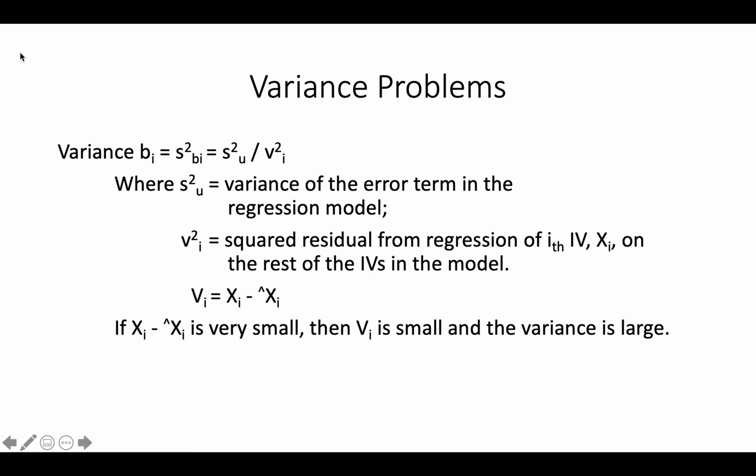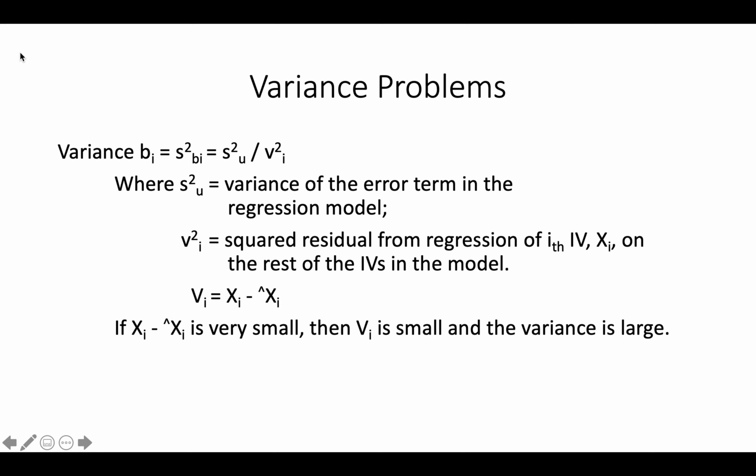Let's define variance for the slope coefficient b sub i as equal to s squared sub b sub i, and s squared sub b sub i as equal to s squared sub u divided by v squared sub i, where v squared sub i is equal to the squared residual, or error in the regression model's prediction of the dependent variable, from the regression of each independent variable on all other independent variables in the model. Thus, v sub i equals the actual value of the independent variable being regressed minus its predicted value from the regression model.